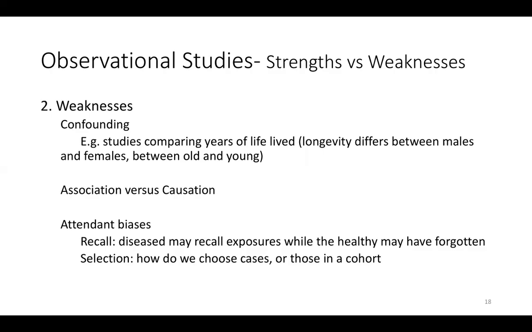There are also a few biases. For example, in a case-controlled study, exposures may be forgotten. If a breast cancer patient would be asked if they ever consumed OCP, they may recall consuming years ago, whereas a healthy person might not recall. Similarly, selection biases may occur depending on how we choose cases or those in a cohort.